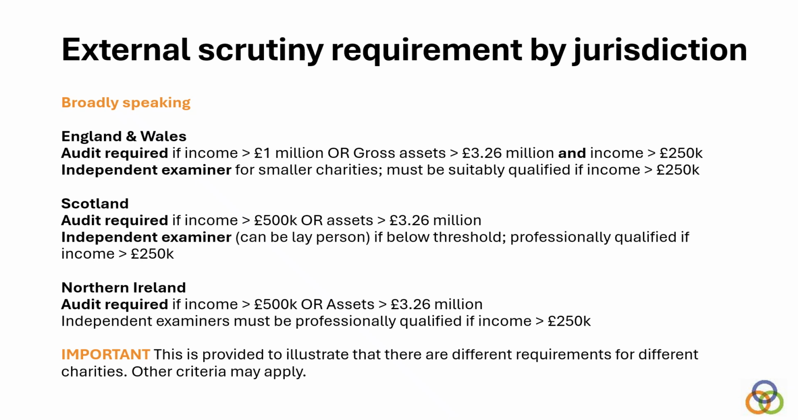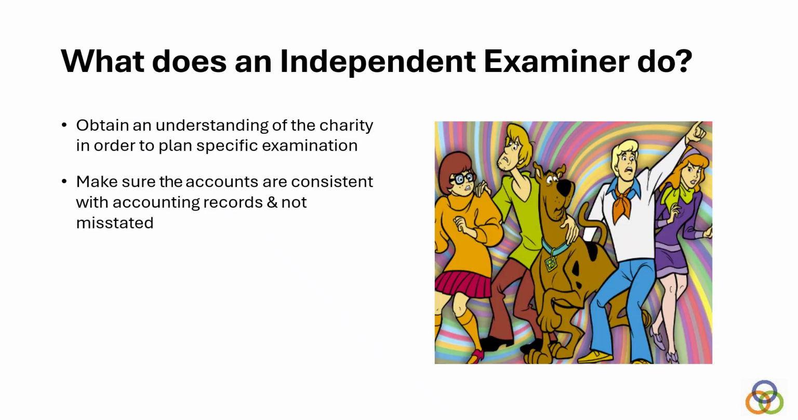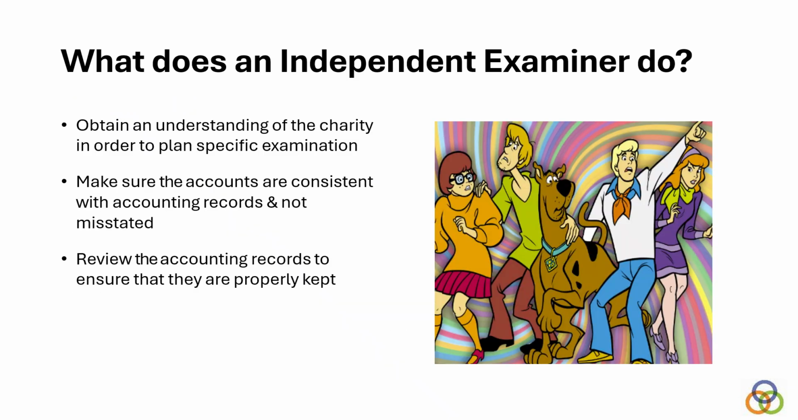And as we said at the beginning, the thresholds are changing. So at the moment, income over 250 and smaller asset base 200, that's an audit. Income under 250, that's an independent examination. And what does that look like? Well, it's really about getting an understanding of the charity.